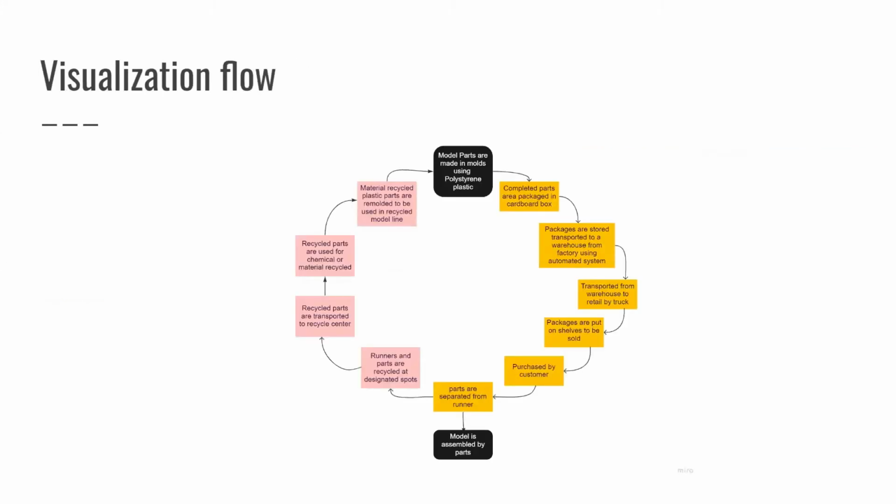This is my visualization flow from the first part of the project, that details the materials of which the plastic models are made, and how they are transported to the consumers who use them to create the model as an output, while also including the recycling process and how the parts can be recycled and used to create more models.